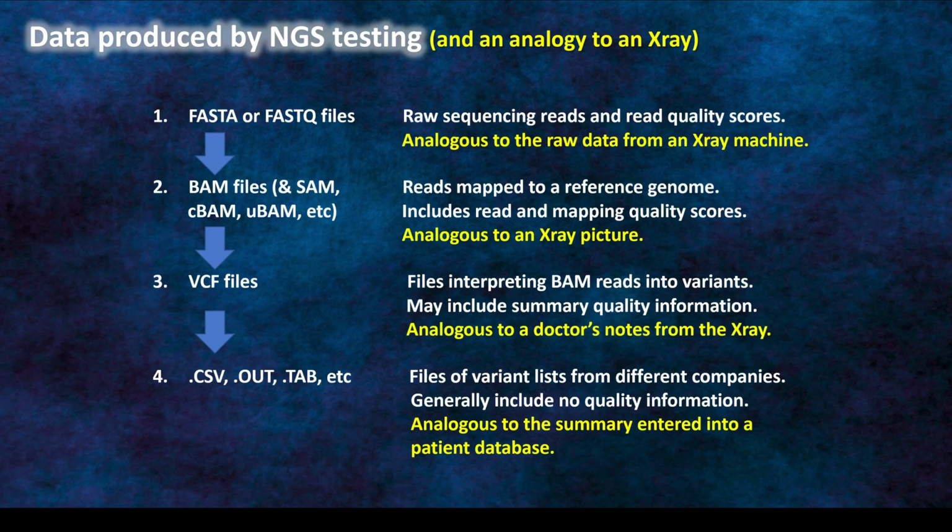Those then get translated into something called VCF files, which typically is the first time that you'll see variants mentioned. The BAM file doesn't say what SNPs you have. The VCF file will. So this is where they've interpreted those reads into variants. It may also include some summary quality information, but it typically doesn't include everything that the BAM file does, for instance. To me, this is analogous to the doctor's notes out of the X-ray. It's their translation of what the X-ray means.